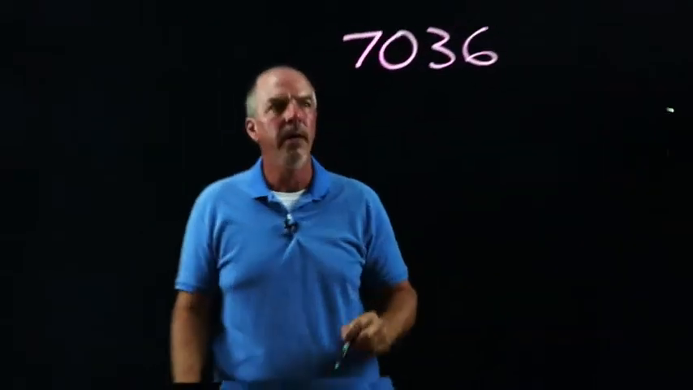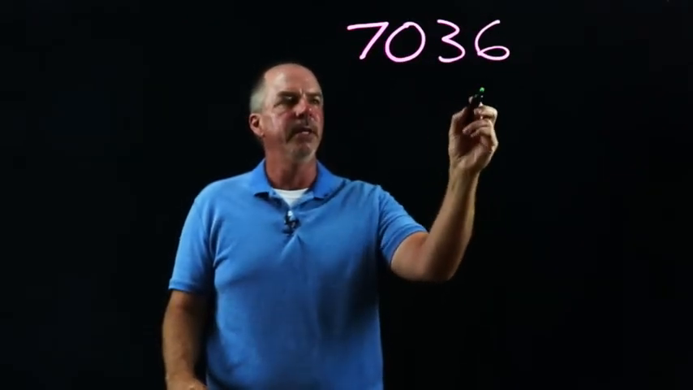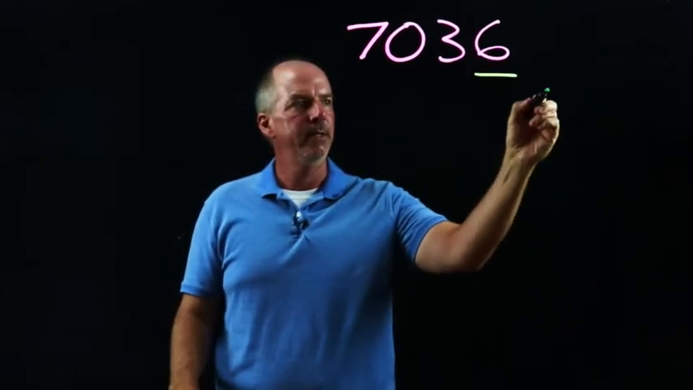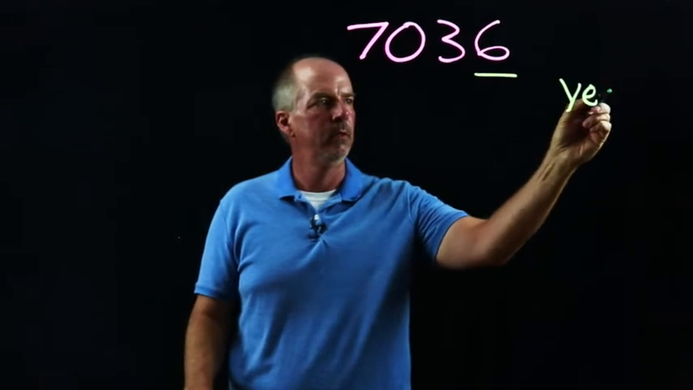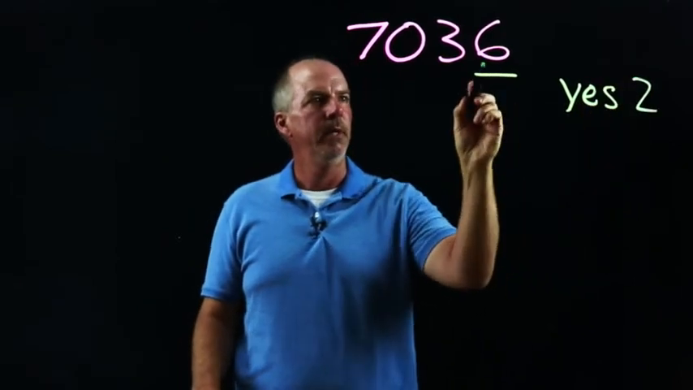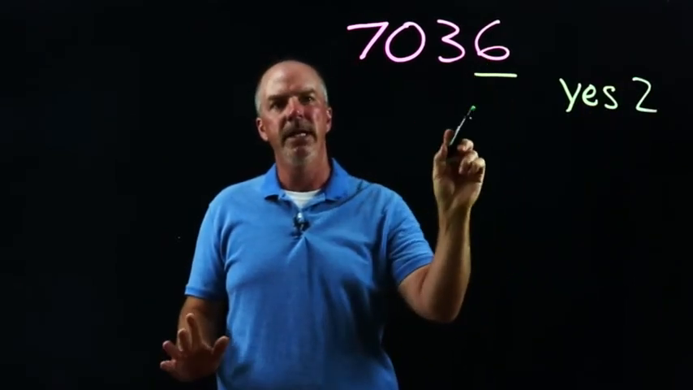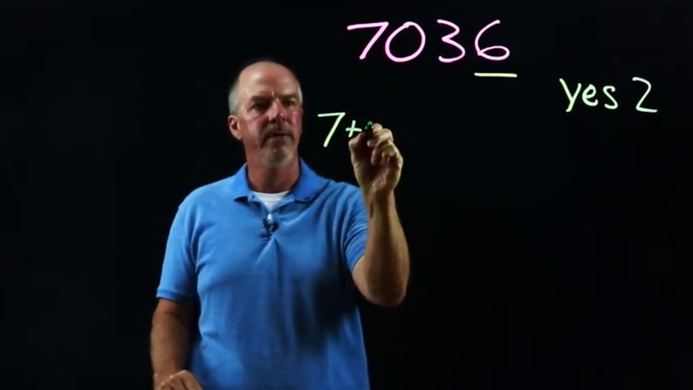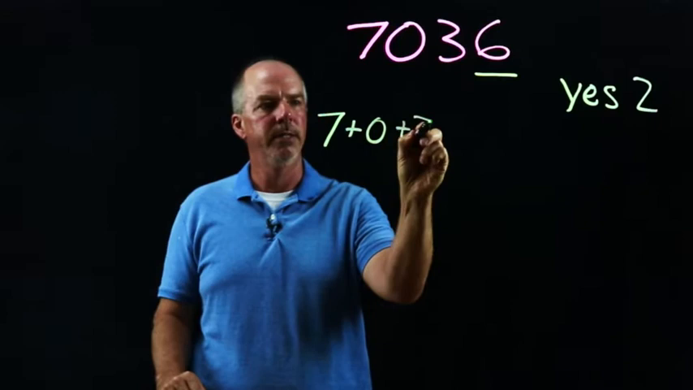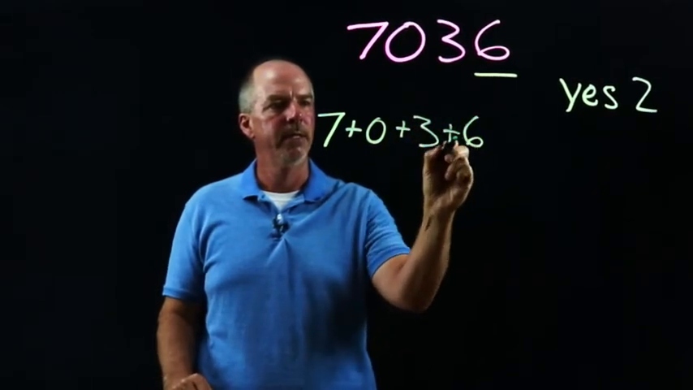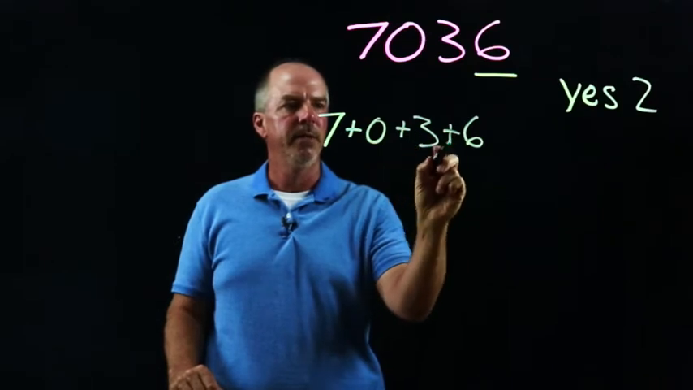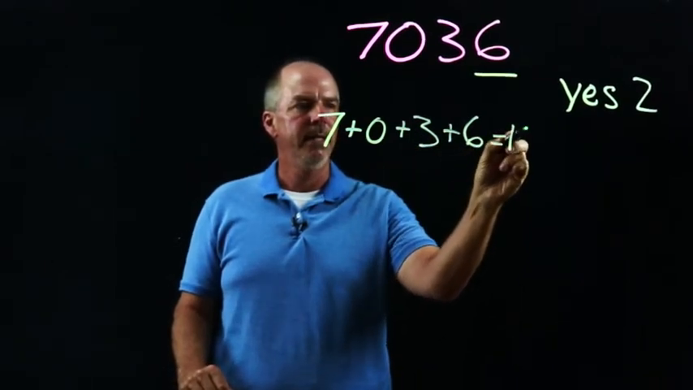Let's look at another one. All right, 7,036. So we're checking for 2. Yes, for 2, because 6 is an even number. Now let's check for 3. We have to add the sum of the digits. So 7 plus 0 plus 3 plus 6. 7 plus 0 is 7, plus 3 is 10, plus 6 is 16.